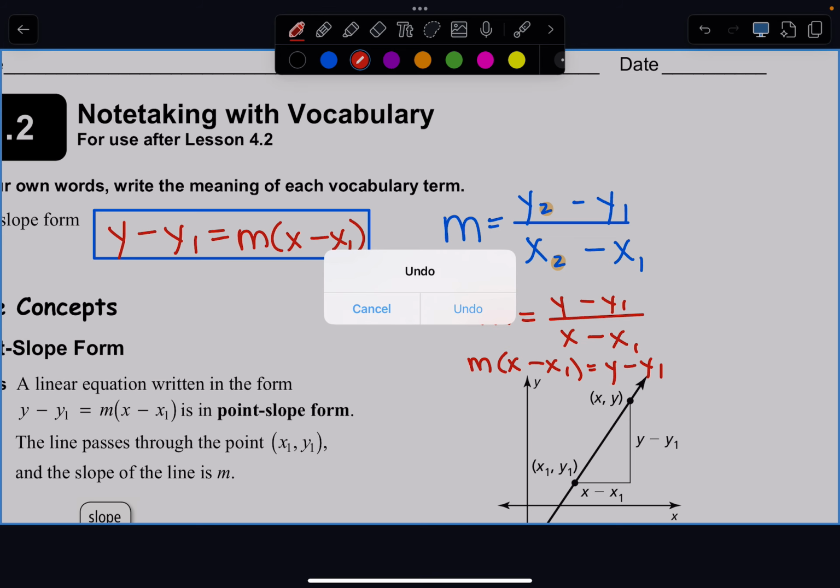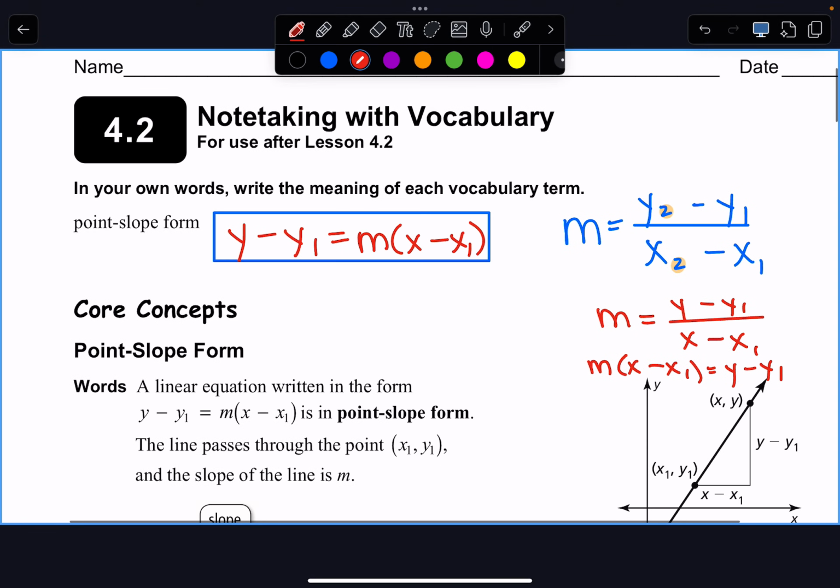Okay, what's the name of this? What is it called? Do you know why it's called point slope form? Because in order to use it, we need a point and we need slope. If we have slope, we can plug it in here for m. If we have a point, we can plug it in here for x1, y1. That is it. Point slope form, which is just the rearrangement of how we calculate slope. Let's talk about how we would use it.